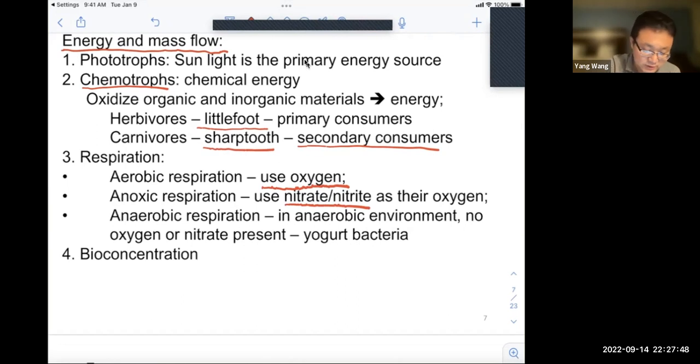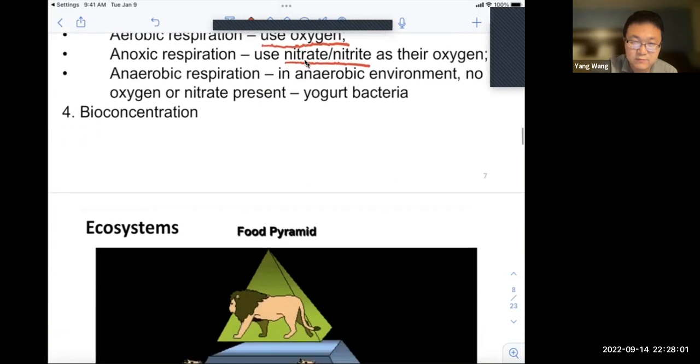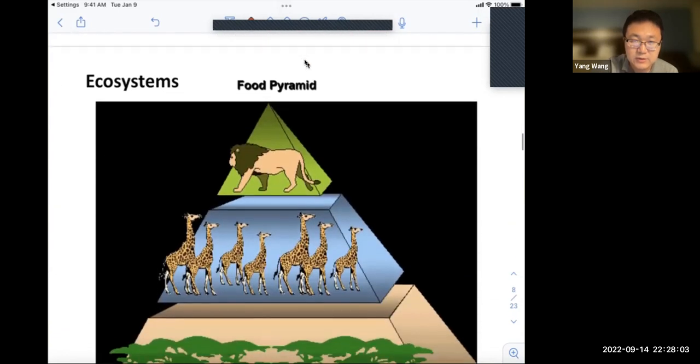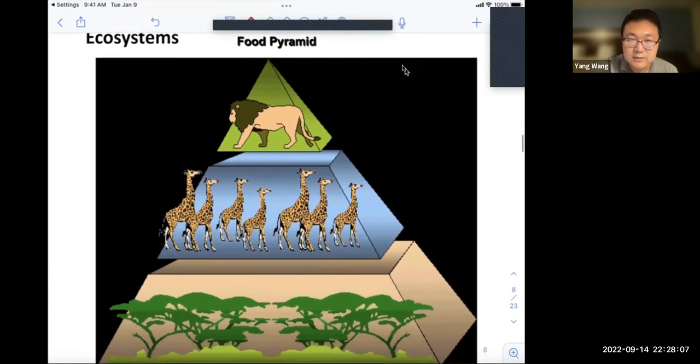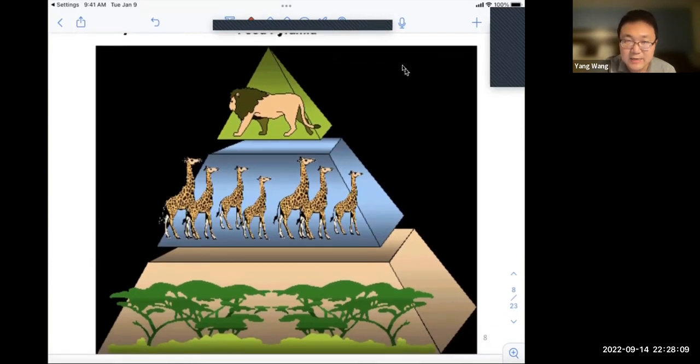Furthermore, there's the definition of bioconcentration. Bioconcentration is a process where certain chemicals get more concentrated as they climb up the food pyramid. So again, the food pyramid is basically categorizing all the living species based on how they generate the energy.